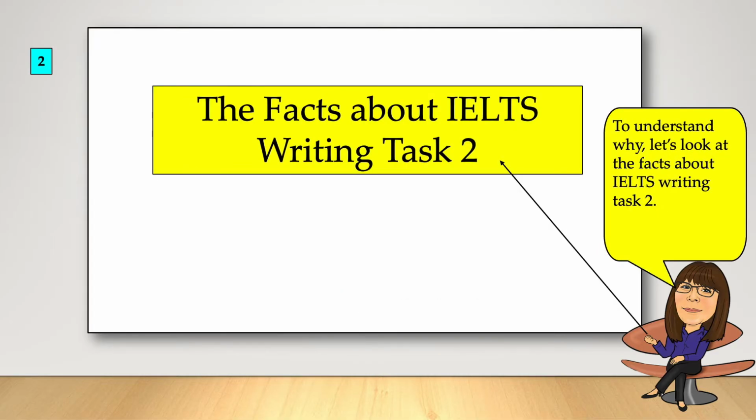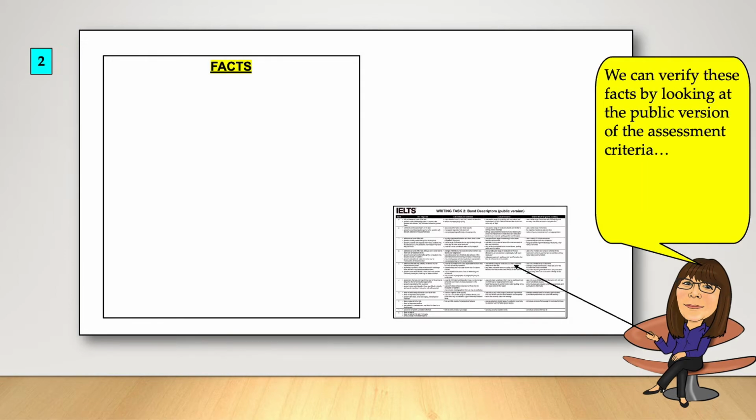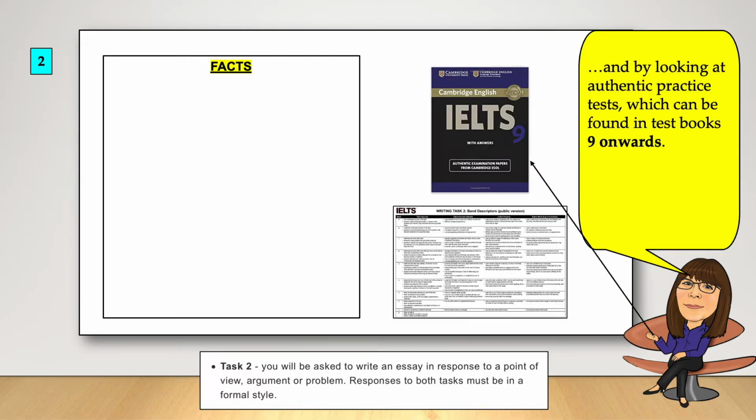To understand why, let's look at the facts about IELTS Writing Task 2. We can verify these facts by looking at the public version of the assessment criteria, the information given on the official website, and by looking at authentic practice tests, which can be found in textbooks 9 onwards.